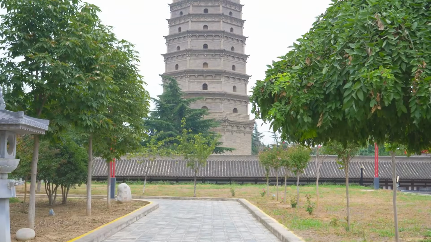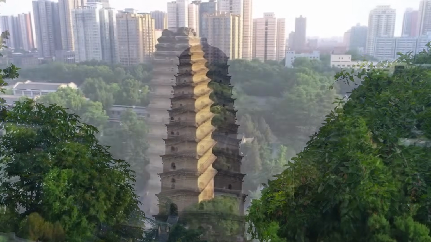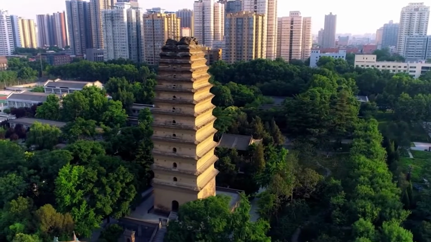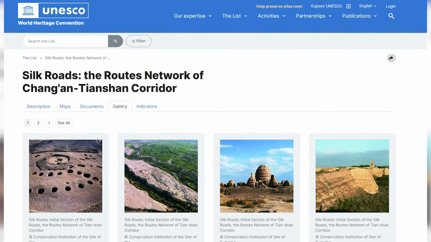Within Shanxi, you can also visit Famen Temple, a Buddhist temple with over 1,400 years of history, or Giant Wild Goose Pagoda, as part of the UNESCO World Heritage Silk Roads, the Routes network of Chang'an-Tianshan Corridor.